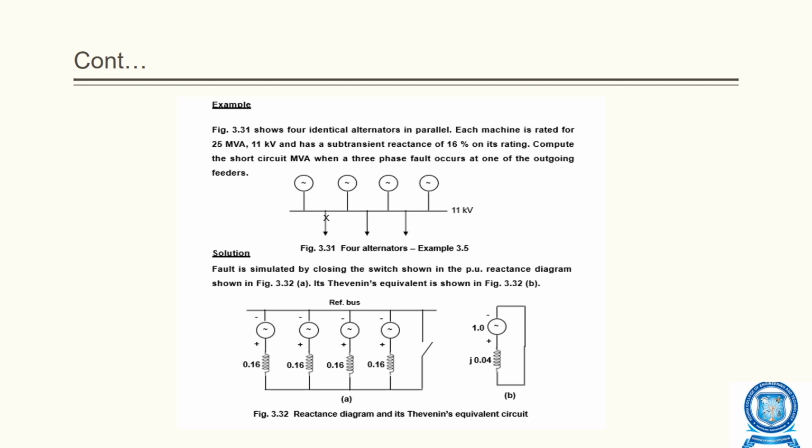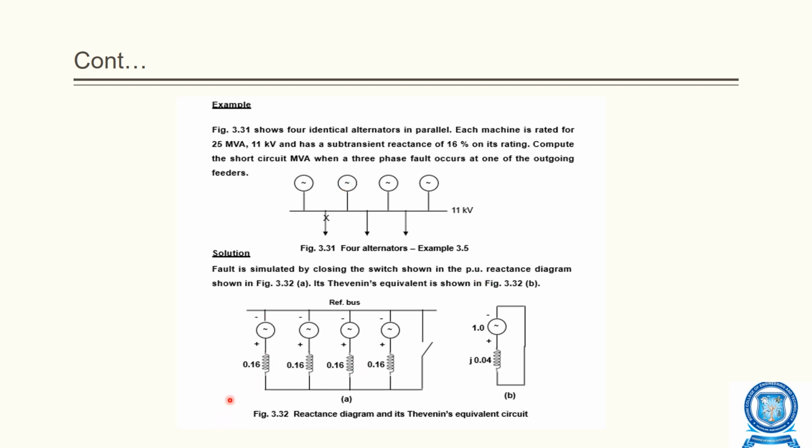Here you can see it has four alternators. In this given system it has 1, 2, 3 and 4 alternators, which are connected to a bus of 11 kilovolt. Solution: the fault is simulated by closing the switch as shown in the per unit reactance diagram. So this is the reactance diagram.